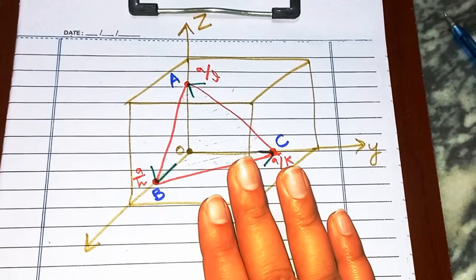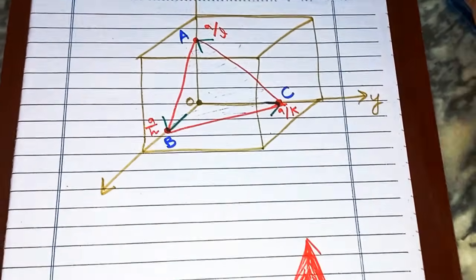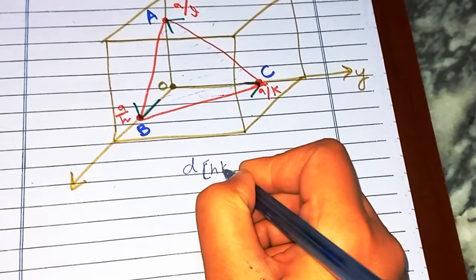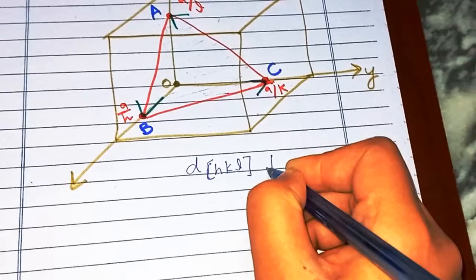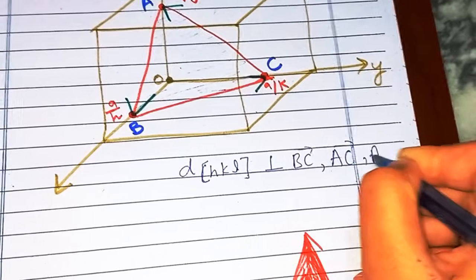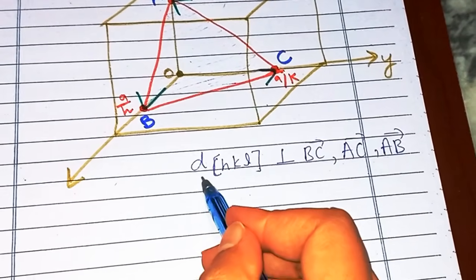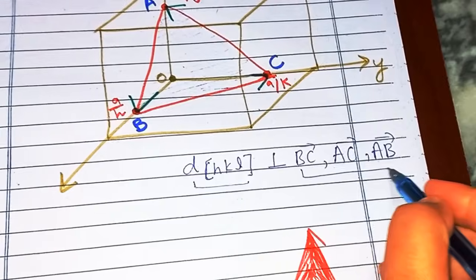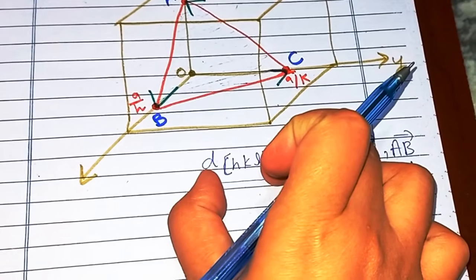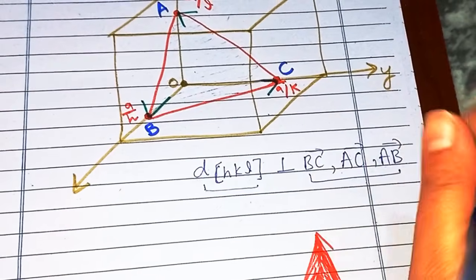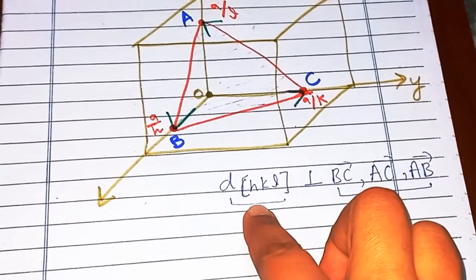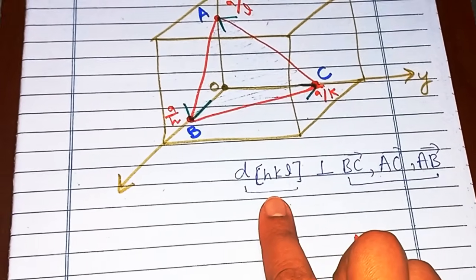These 3 vectors define this plane. All right, and if the direction HKL is perpendicular to the BC vector, AC vector, as well as AB vector, the 3 directions which define the plane, then the direction HKL is perpendicular to the plane, or we can say that the plane is perpendicular to the direction. So that is how we are going to do that.